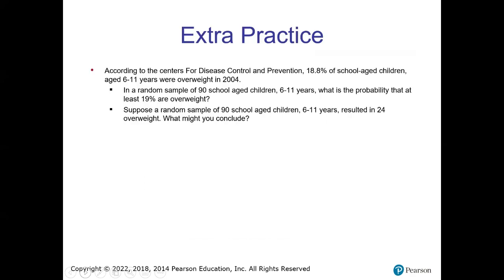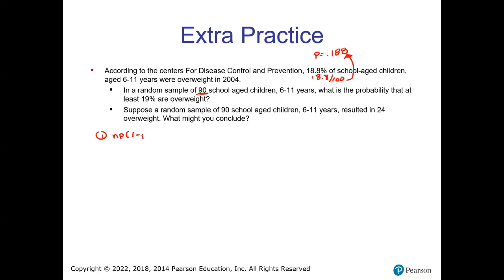So according to the Center for Disease Control and Prevention, 18.8% of school-age children aged 6 to 11 were overweight in 2004. In a random sample of 90 school-age children 6 to 11 years old, what's the probability that at least 19% are overweight? Okay, so a few things we've got to check. We have our p of 0.188. Remember that 18.8% is 18.8 out of 100, so turn it into a decimal. And our n is 90.